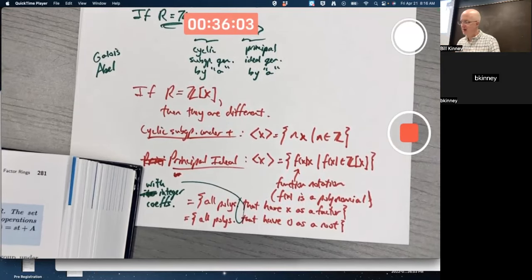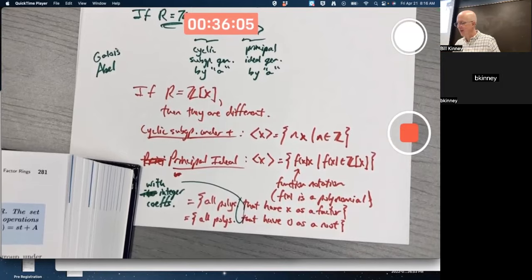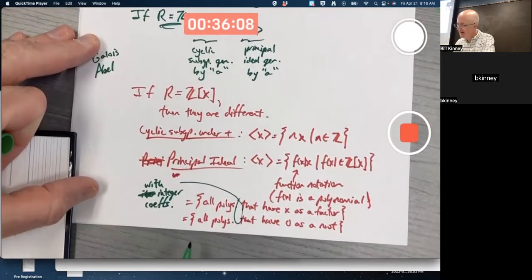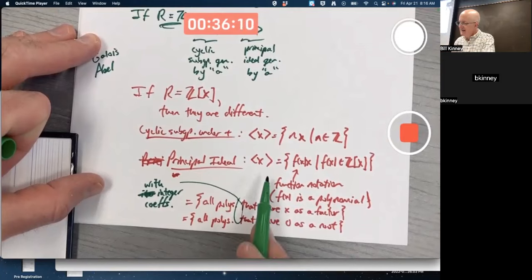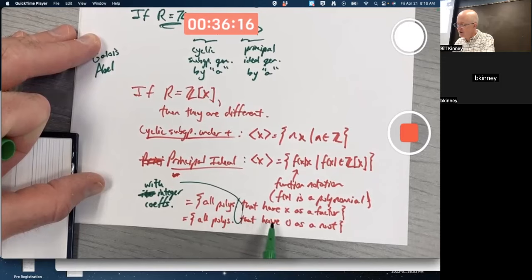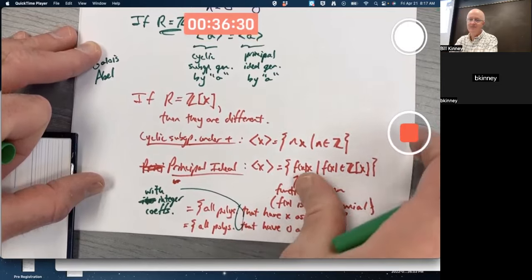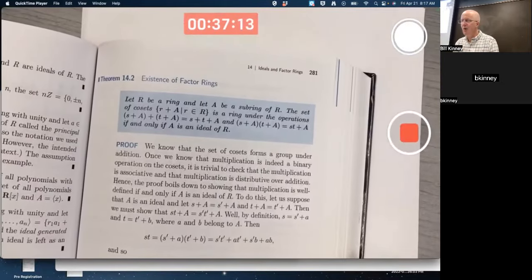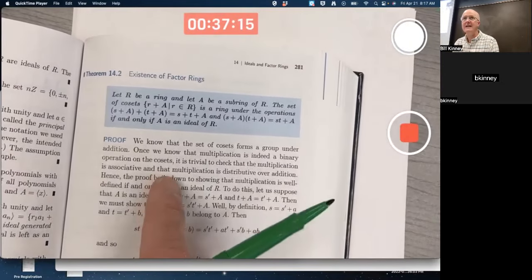Understanding factorization of polynomials. So, coming back to this example, with principal ideals, this could be thought of as either of these sets. All polynomials with integer coefficients that have the polynomial x as a factor, which is equivalent to all polynomials with integer coefficients that have 0 as a root. Okay, so it's related to root finding. That'll be a big deal for us. Ideals are important for factor rings.